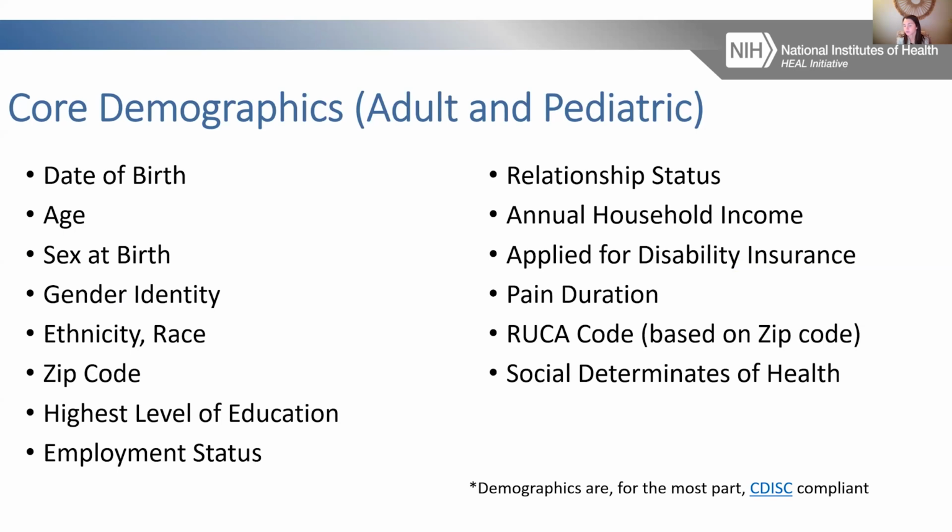HEAL pain research grantees are required to collect the demographic questions, as mentioned in the previous slide. Here are the demographic questions requested of the participant. In 2022, the RUCA code was added as a core demographic CDE. In 2024, a social determinants of health question was added as a core demographic CDE as well. Study teams often add further demographic questions based on their study population. If study teams do decide to add other demographic questions, these are considered supplemental questions or CDEs.